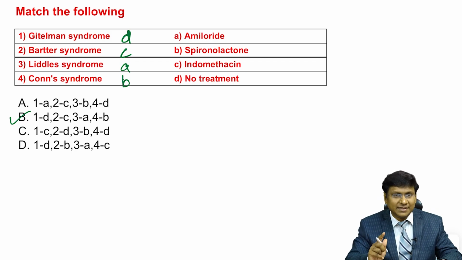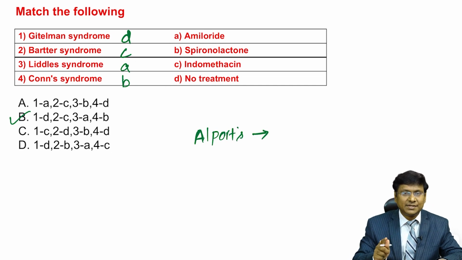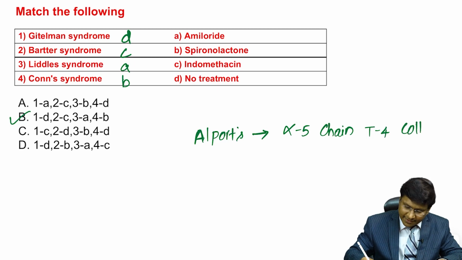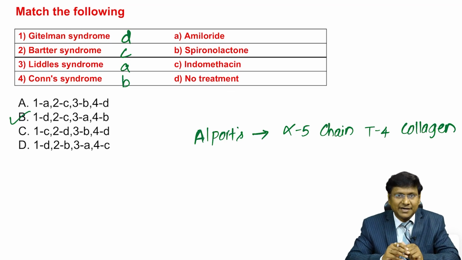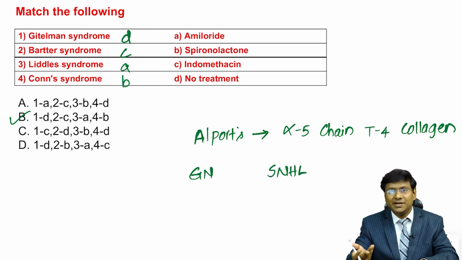And one more important syndrome that you need to be completely aware of is Alport syndrome. In Alport's, the abnormality is in the alpha 5 chain of type 4 collagen. This Alport syndrome is characterized by a triad. The kidney abnormality will be in the form of glomerulonephritis. The most common extrarenal manifestation is sensorineural hearing loss, followed by ophthalmic manifestation.